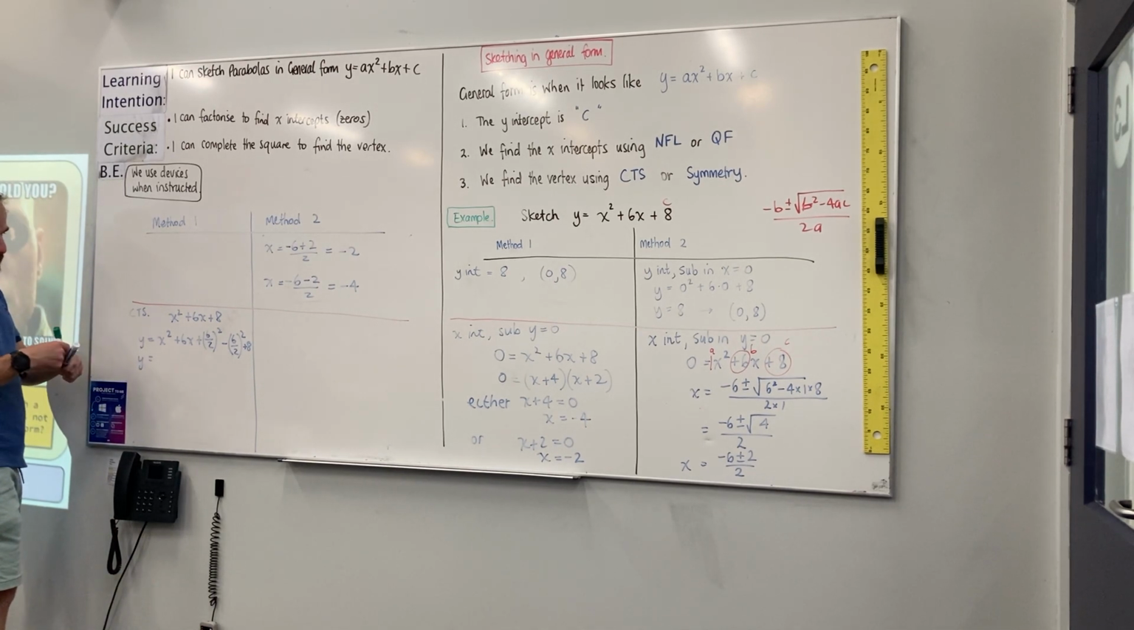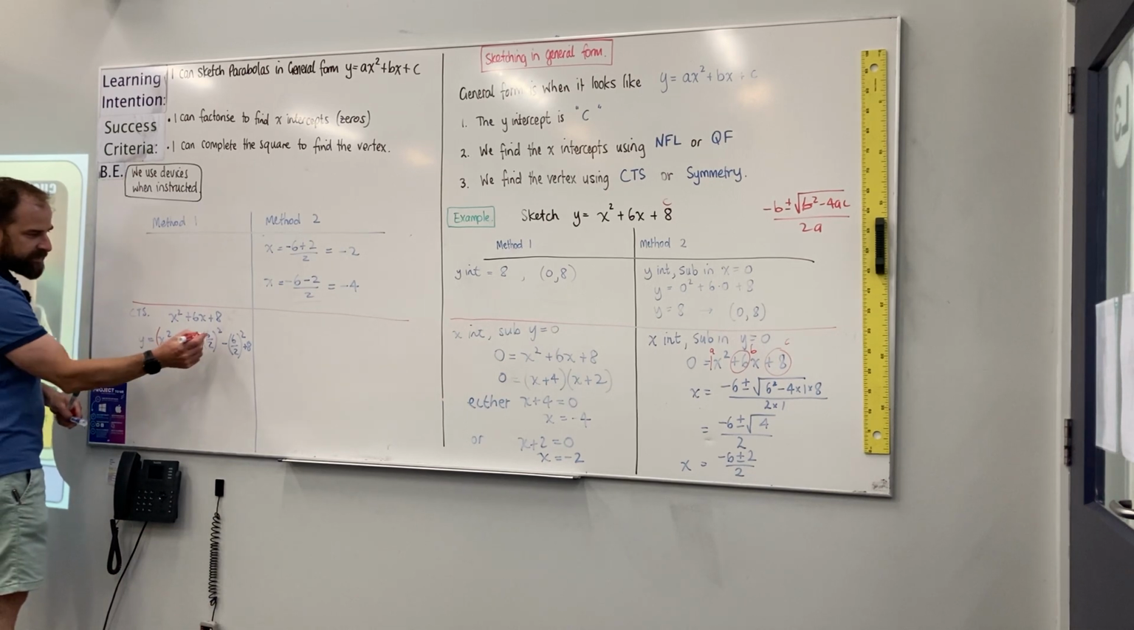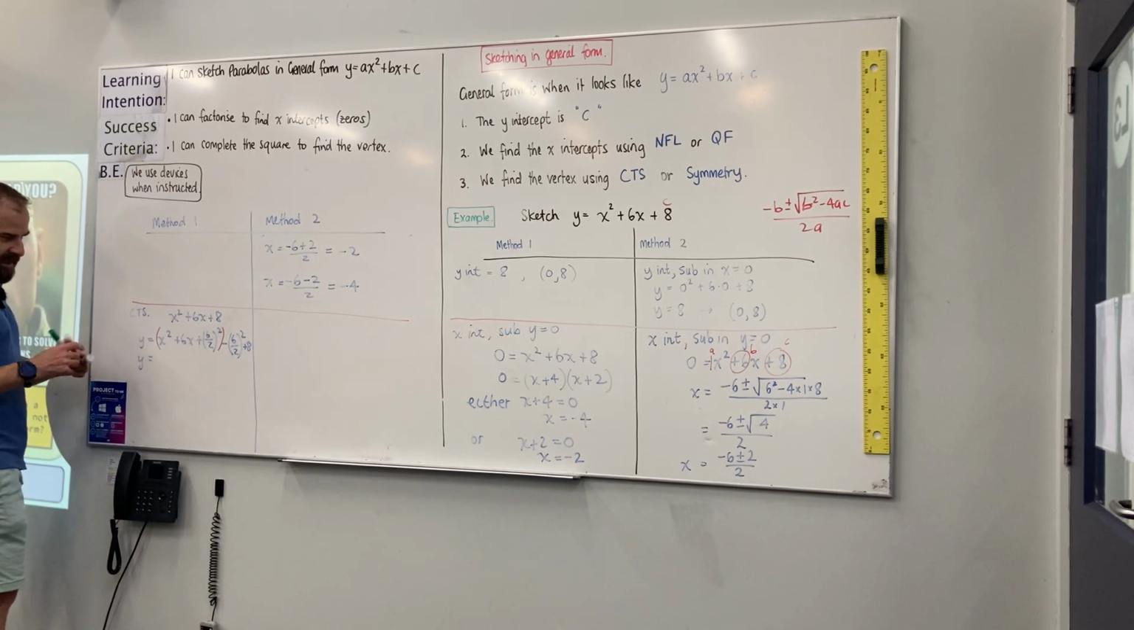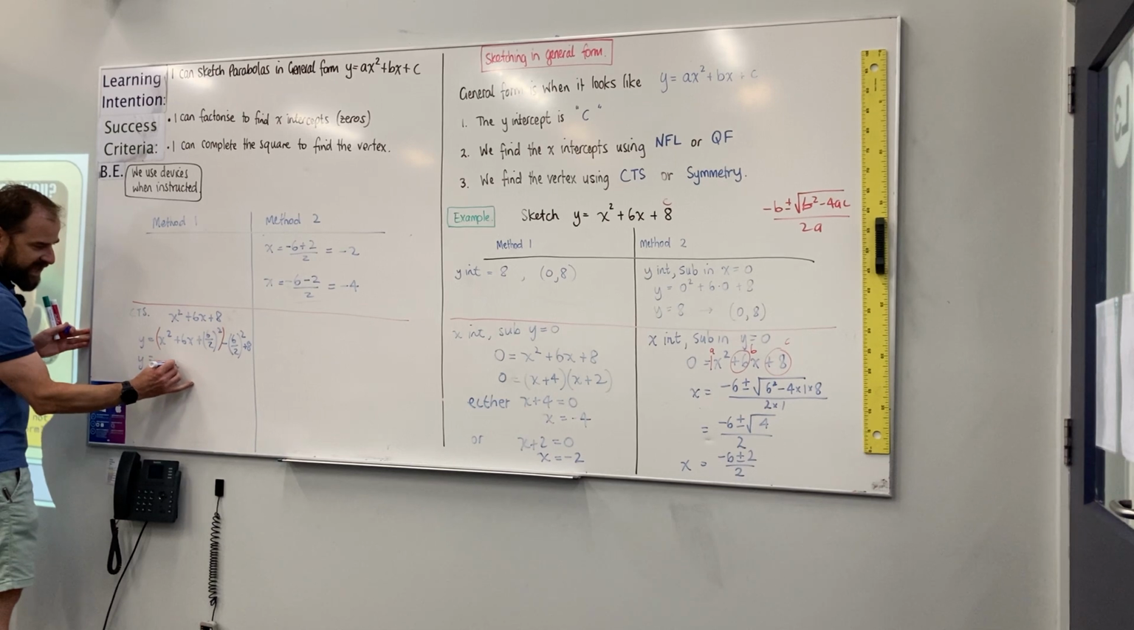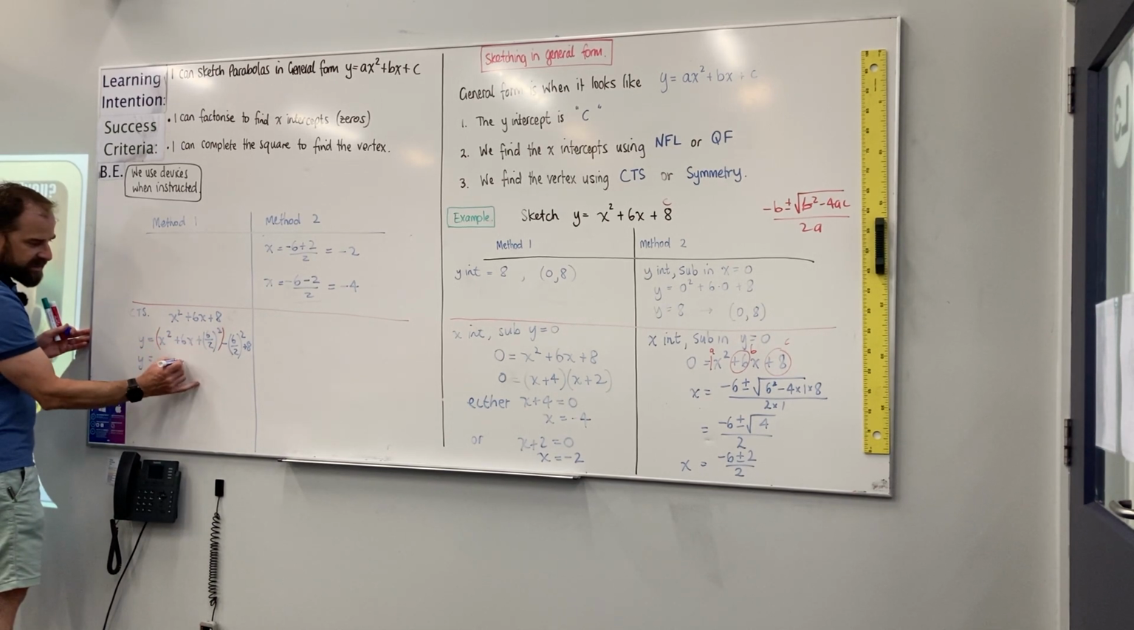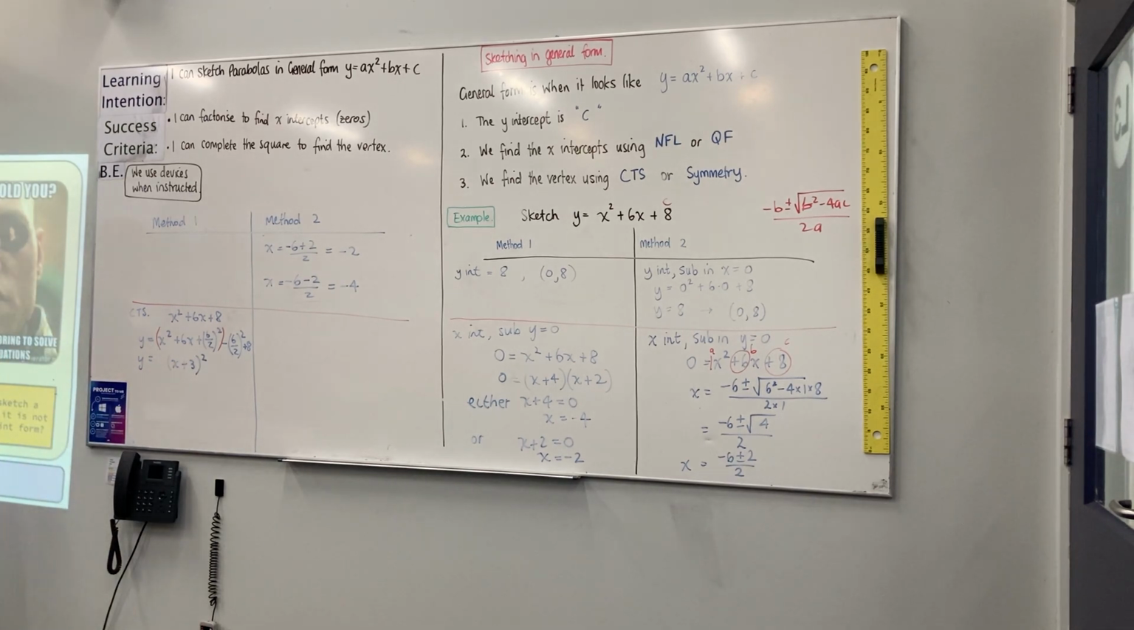The first 3 terms are always a perfect square. And it will always give me x, whatever that is, plus 3 squared. I know I'm going quick. We can watch the video again and you can ask questions later. I'm getting a little bit distracted by a couple of people. So the first 3 terms will always be a perfect square.